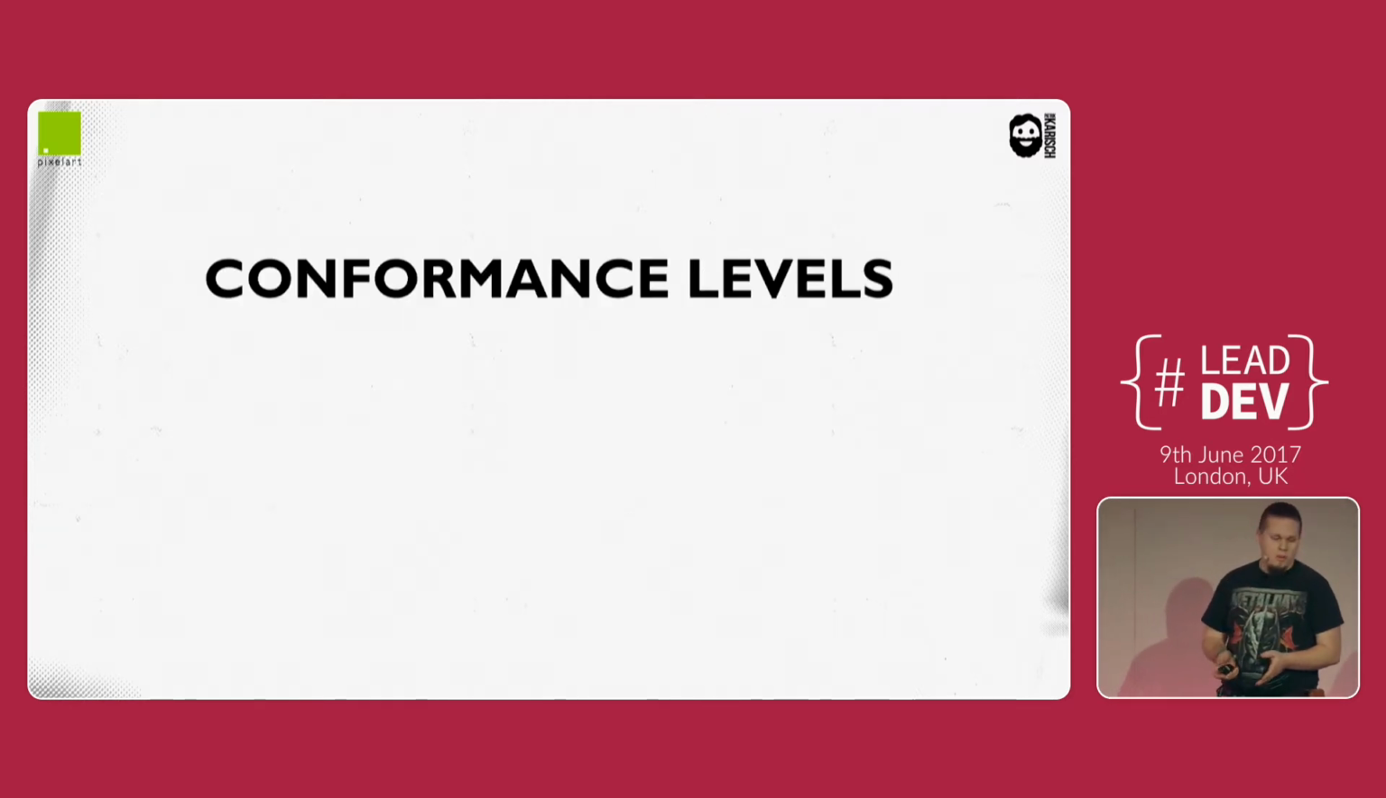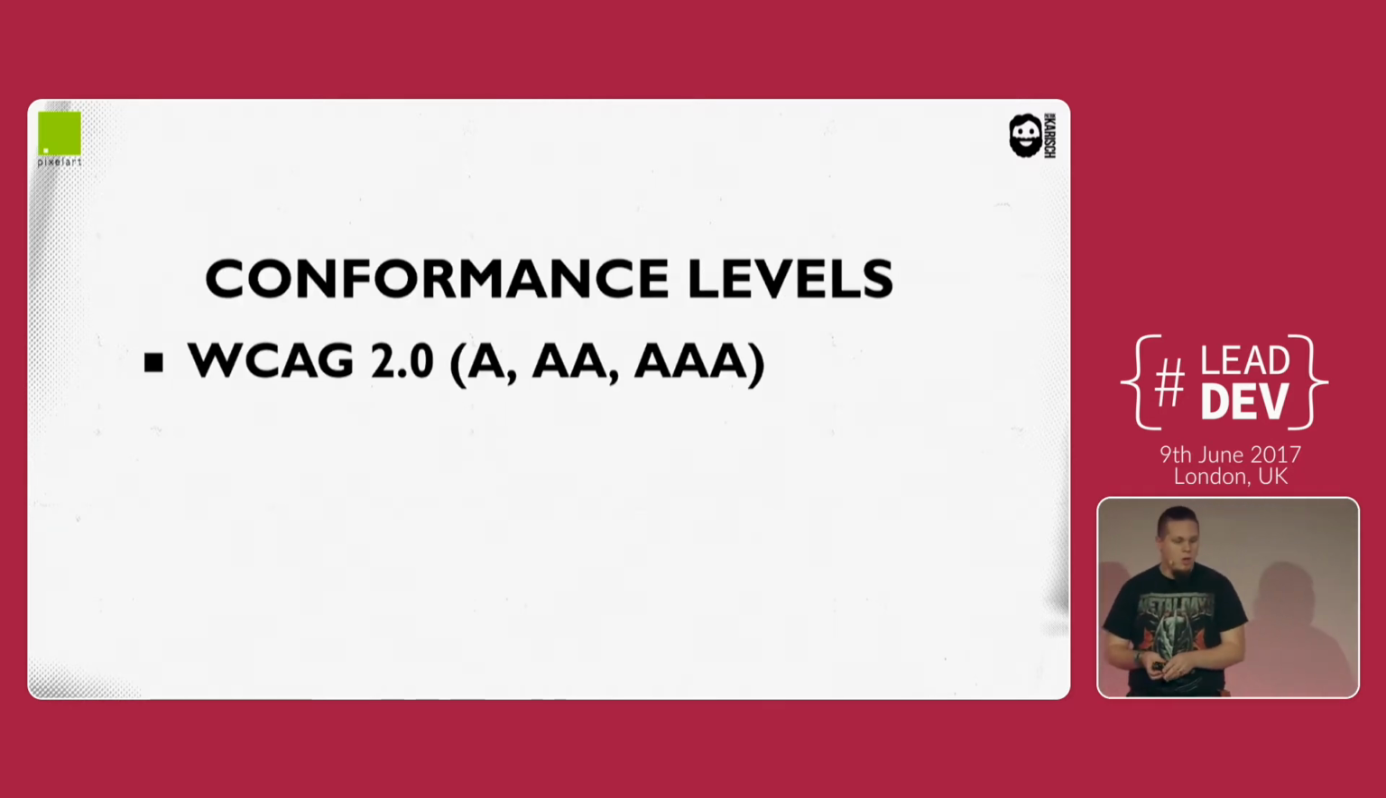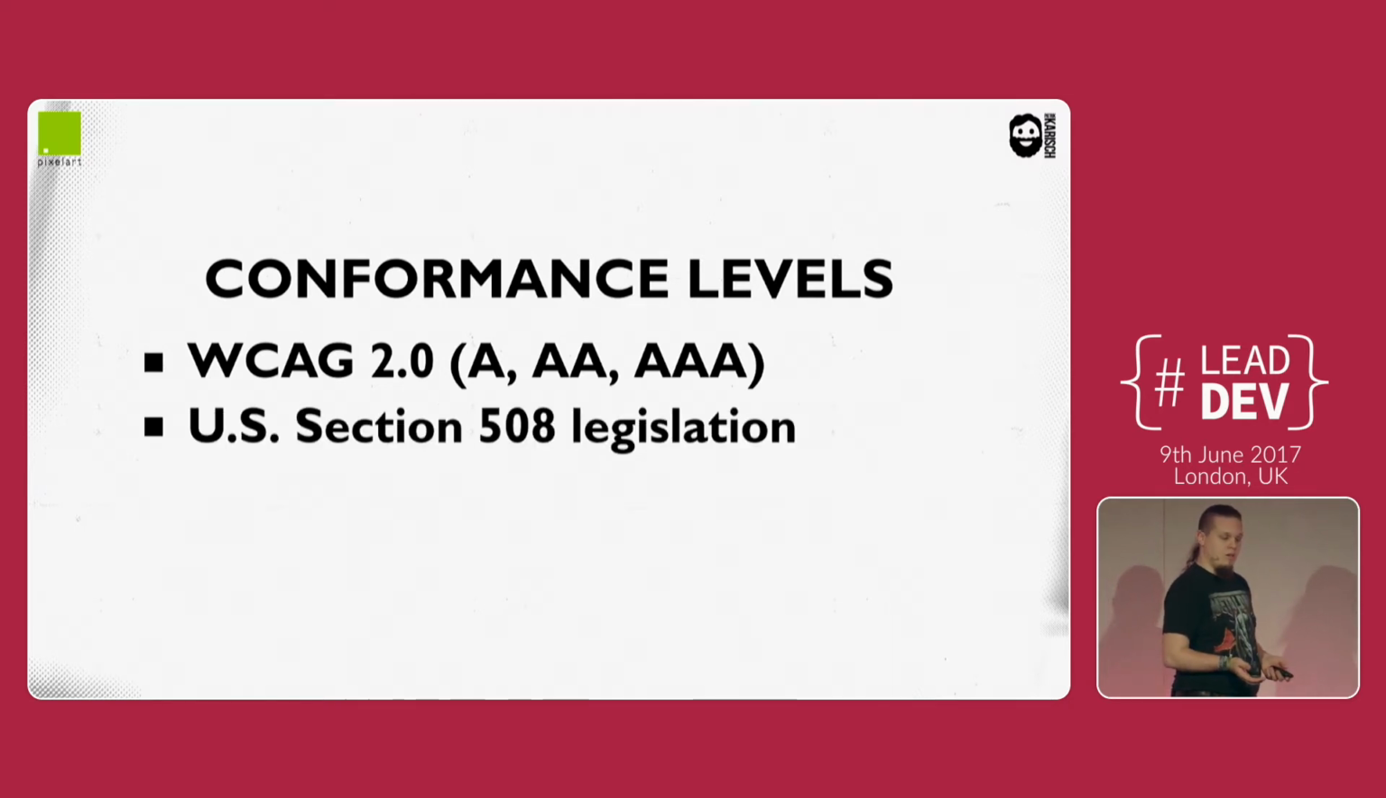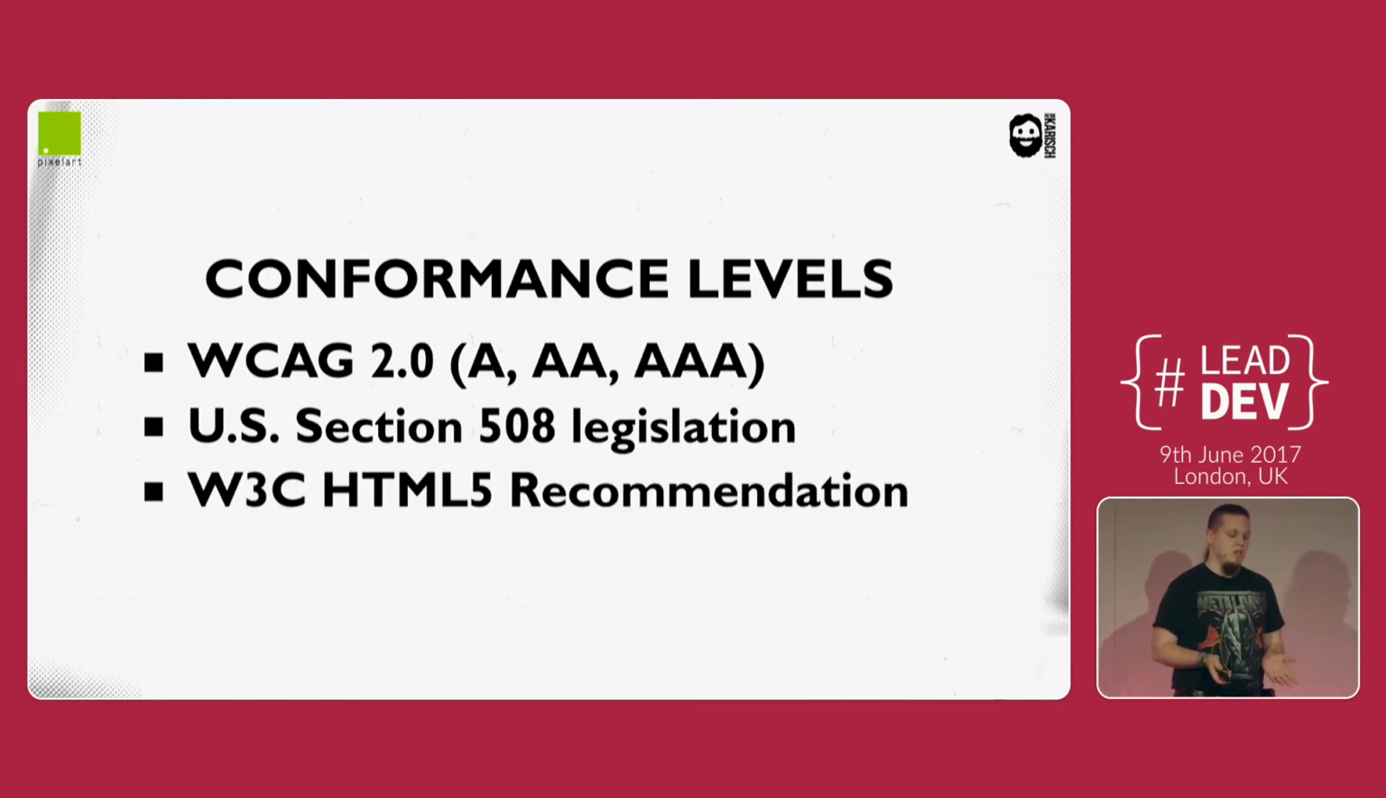There are different conformance levels. First, we have the Web Content Accessibility Guidelines of the W3C group. There are 3 different levels, A, AA, AAA. For America, you have the US Section 508 legislation, and of course, for search engines, you need to follow the HTML5 recommendations.